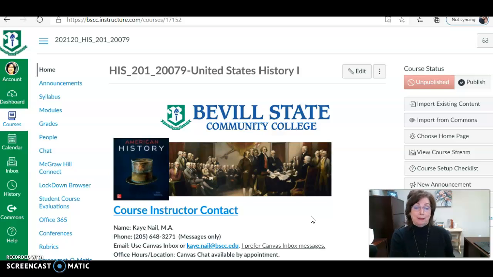The next place that I'd like you to go is going to be the syllabus. And if you'll notice, there are two columns of links to the far left of your homepage. The far left column are links that are static to all of your Bevill State Community College Canvas courses. The next column are links that are unique to my class. So after you've logged in, taken a look at the home page and listened to my video, the next place you need to go is going to be syllabus. When you go to syllabus, I'll have a video for you there going over the syllabus.